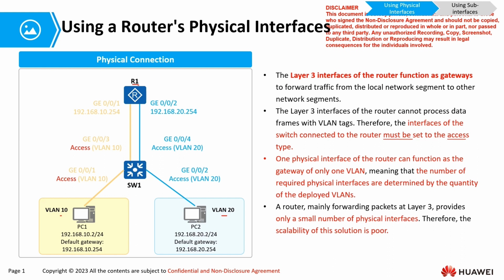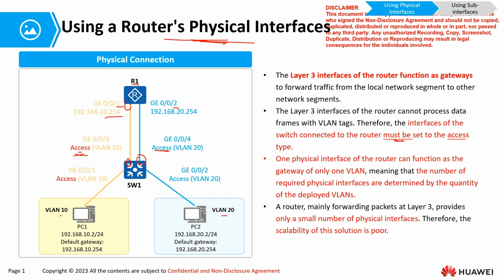One idea is to use a router physical interface. That means you assign one interface, GE0/0/1, an IP address, and this one will access VLAN 10. But you have to ensure the switch port connected to the router is an access port. It must be an access port whenever you're using a router physical interface. And the same when you assign another interface, it also must be an access interface.